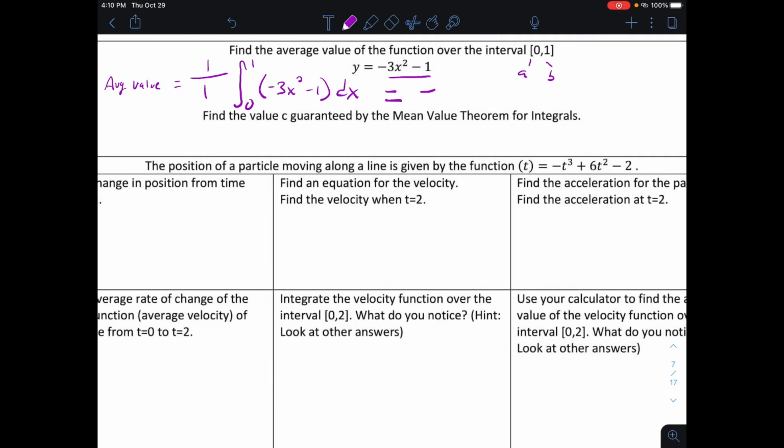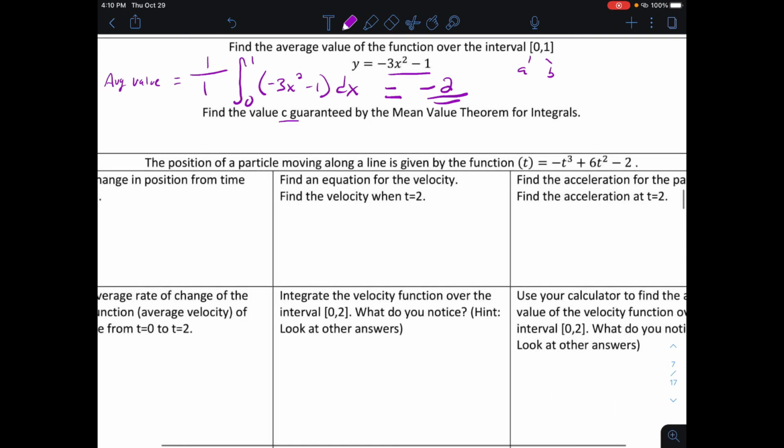So we wind up getting an average value of negative 2, and so we want to find the value c guaranteed by the mean value theorem. So that average value, if it was actually possible to add up every single one of the y values that curve produced from 0 to 1 and then divide by how many, we would get negative 2. So we want to figure out now the value c guaranteed by the mean value theorem. Where does the function equal negative 2? So I'm going to set my equation equal to negative 2, and I'm going to go solve for x.